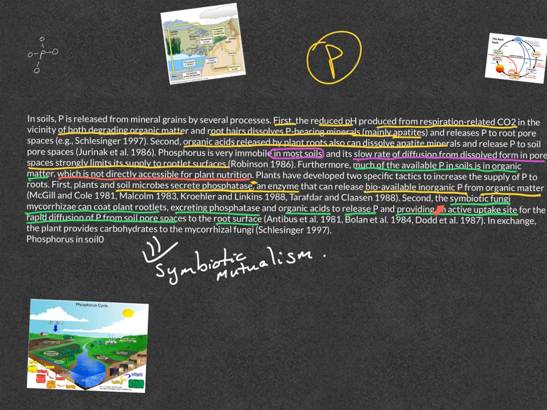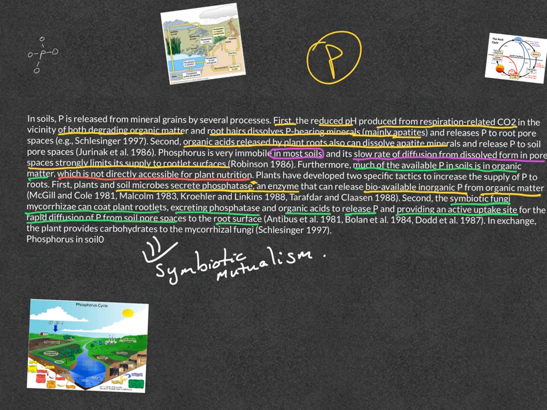So the second way that they've done this is they not only have a symbiotic relationship with bacteria, they also form a symbiotic relationship with a fungi. The fungi is mycorrhizae, but it doesn't matter. The name isn't the point. The point is it has a close relationship with this fungus that coats it.